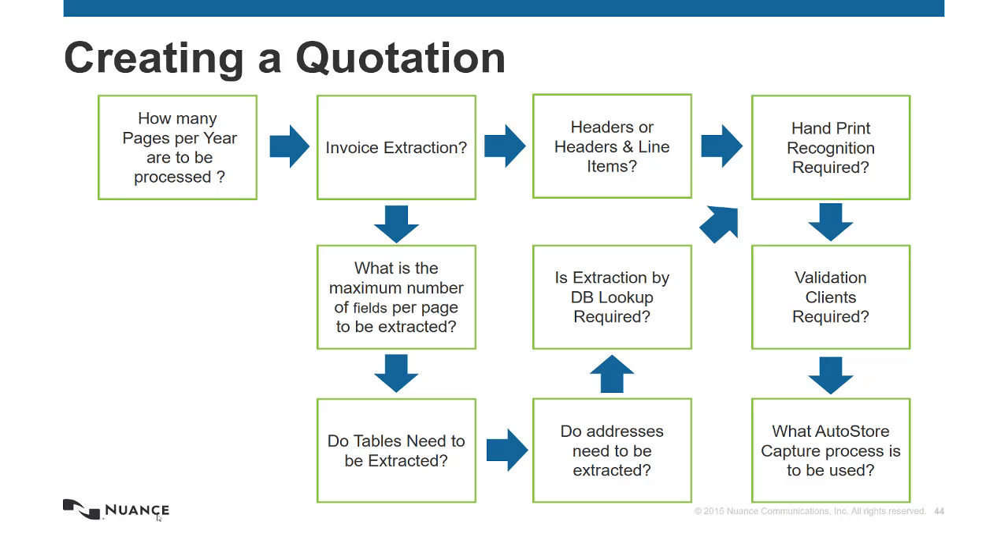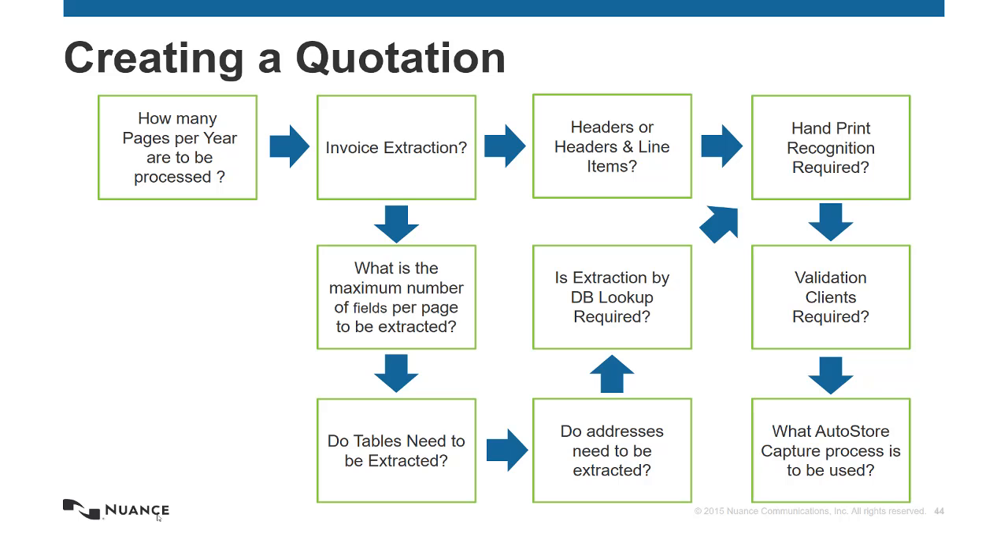If it's not invoice extraction, then we come down the process and we have to decide what the maximum number of fields per page is going to be extracted, so that we can decide whether we want the 1, 3, 6, 10 or unlimited field extraction. We then also have the question of, do we actually need tables to be extracted? Do we need addresses to be extracted? And is extraction by DB or text lookup required? Once we've decided on those, we drop to the same questions as, do we need handprint, do we need validation, and then do we need the process?